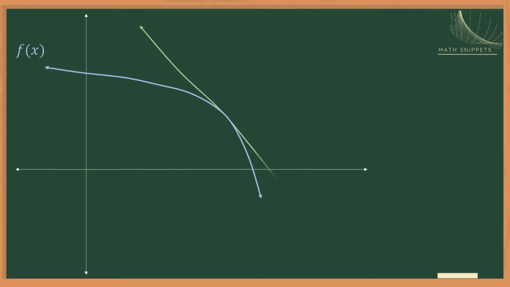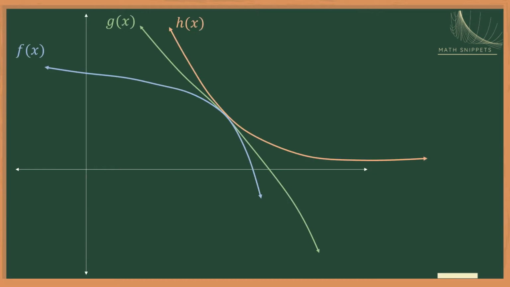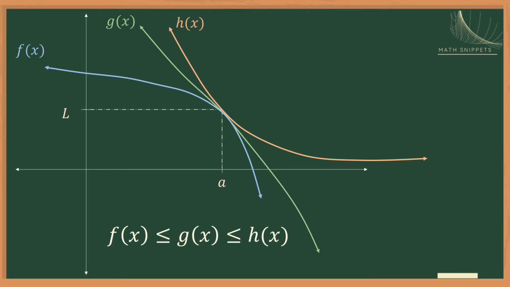So suppose that we have three functions f, g, and function h. And we have a point A on the x-axis and a point L on the y-axis, such that for any x, the values of g will always be between the values of f and h. So we say that g is squeezed between f and h.